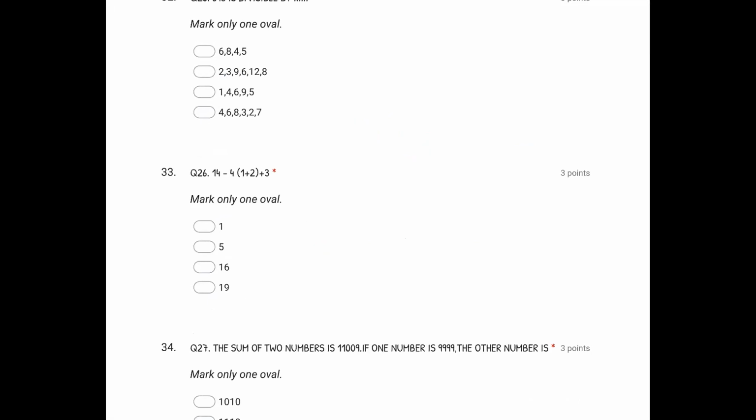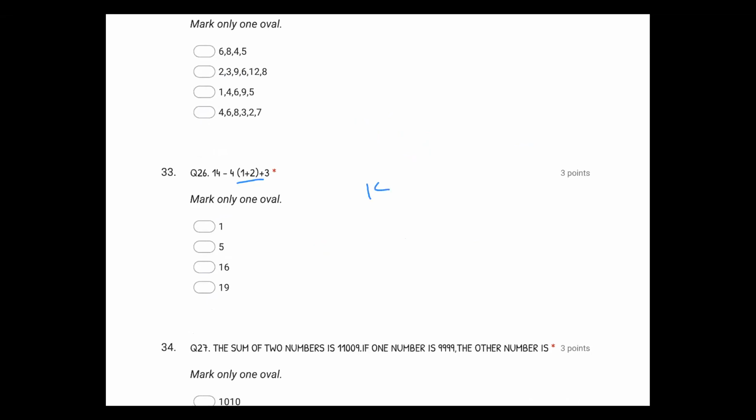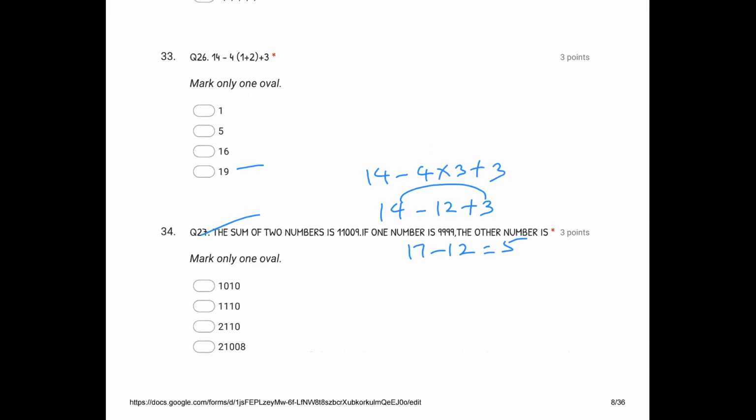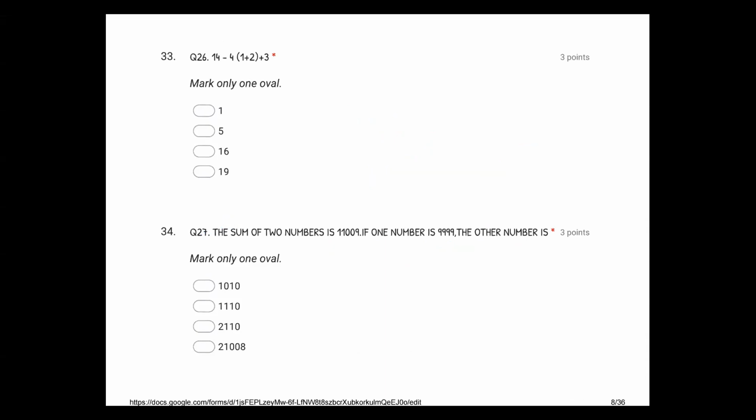First do the bracket. 14 minus 4 into 3 plus 3. 14 minus 12 plus 3. First you have to add the positive numbers. 14 plus 3, 17 minus 2, 5. And next question, the sum of the two numbers is 1111.